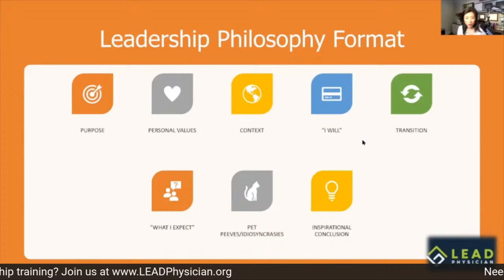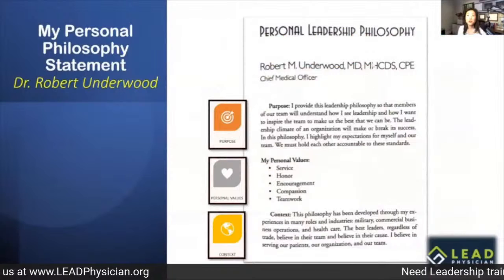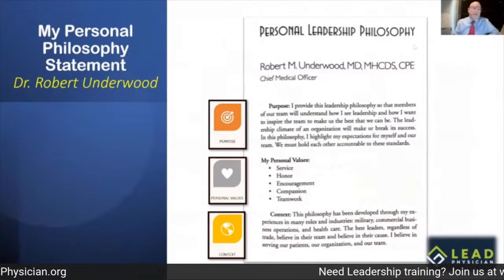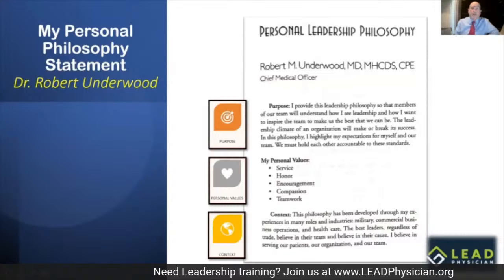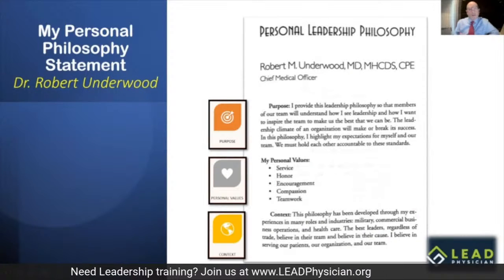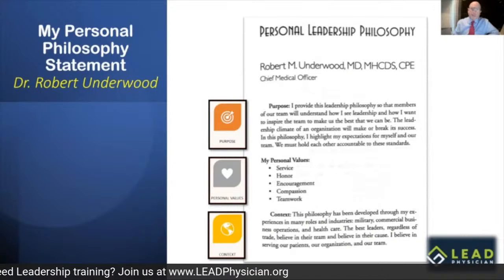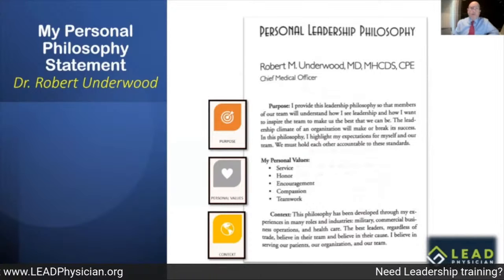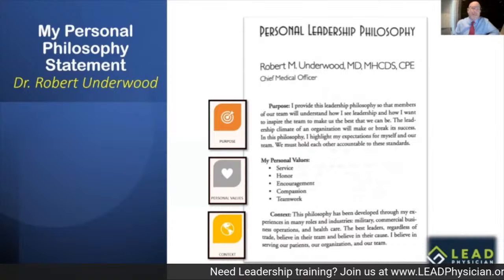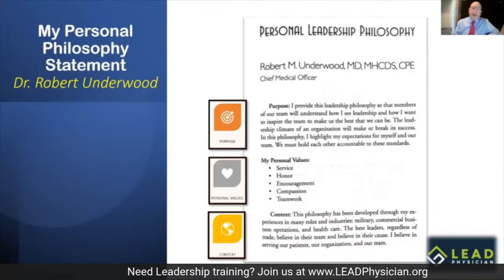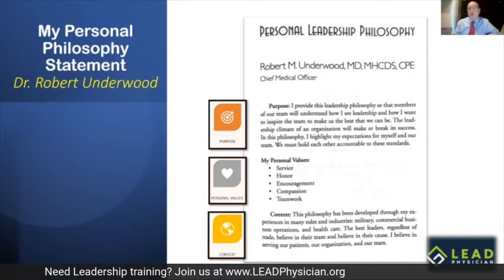There we go. So, this is actually my personal leadership philosophy. This is taken directly out of the book that I wrote, along with Dennis Haley, who is a Naval Academy graduate. It's hard for me to say that, being a West Point graduate. They're supposed to be our arch enemy. But this is my leadership philosophy. There are several other examples in the book, but this is mine.